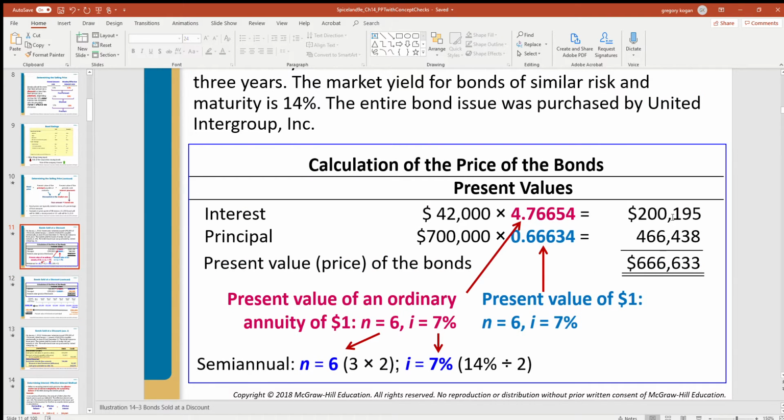So the 200,195 plus the 466,438 is equal to 666,633. So that is your carrying value. That is just how you get to square one, essentially. You're like, okay, that is my carrying value, and if it's a liability, that would be your liability, right? And then the difference is the discount balance, right? So how do you enter that? As we're going to go over in the next videos exactly on all the journal entries related to this example.